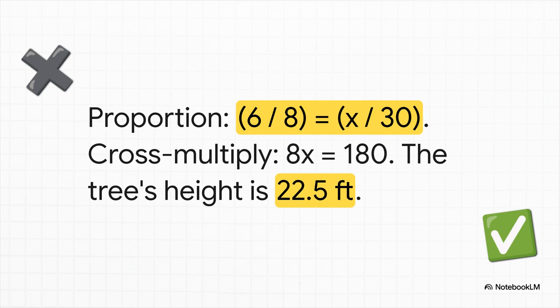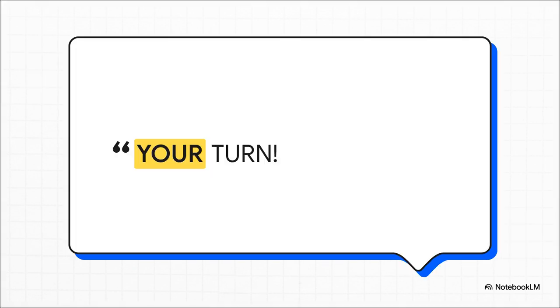6 over 8 equals x over 30. We do that cool cross multiplication thing. 8 times x equals 6 times 30, which is 180. Then just divide 180 by 8, and we find that x, the height of our tree, is 22.5 feet. And there you have it. You've just mastered proportions. So let's put that new skill to the test on the final problems.